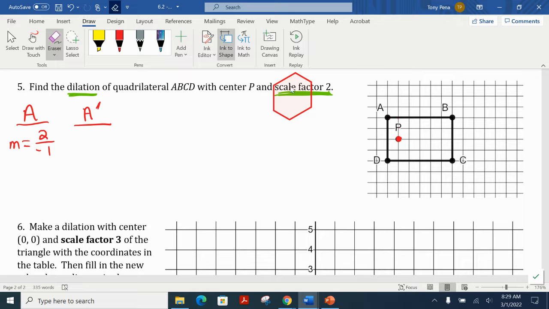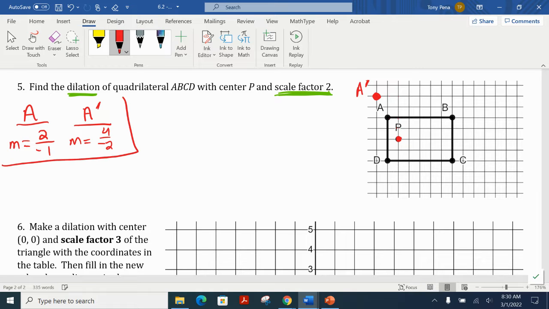All right, so A prime now would be 4 over a negative 2 if our scale factor is 2. So now our new A, go up 4, 1, 2, 3, 4, and then left 1, 2. Put a big fat dot right there. That should be my new A point. All right, and then A is done.